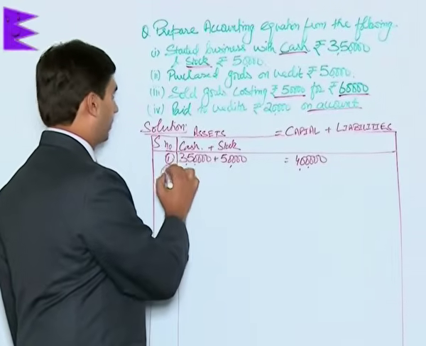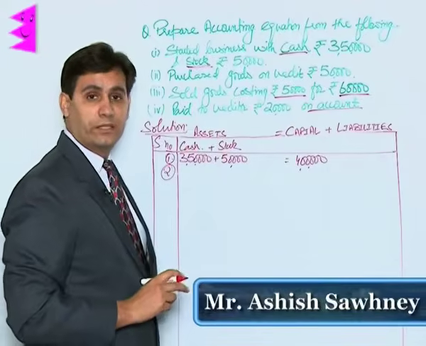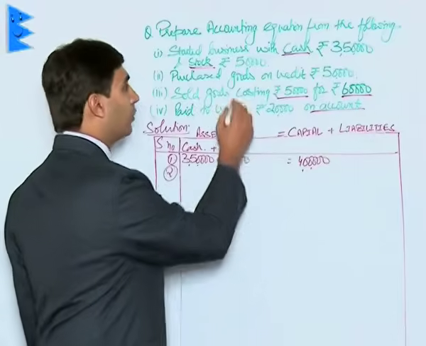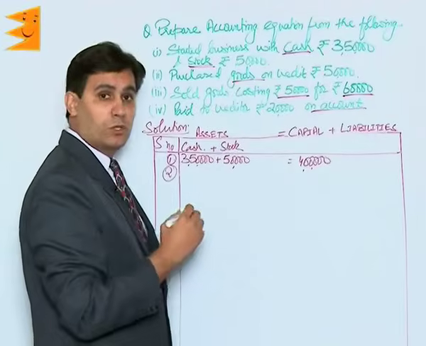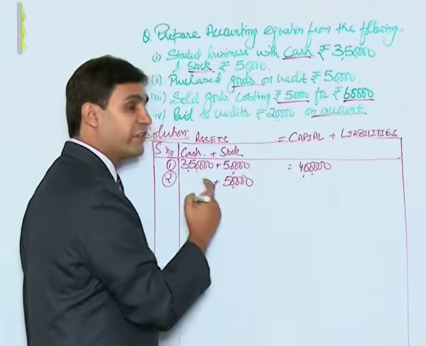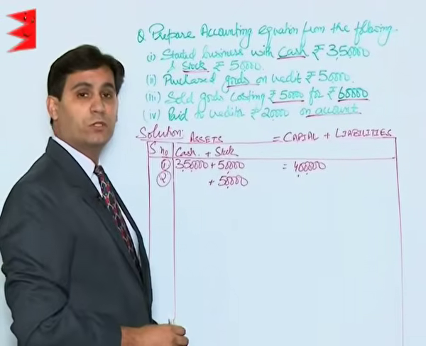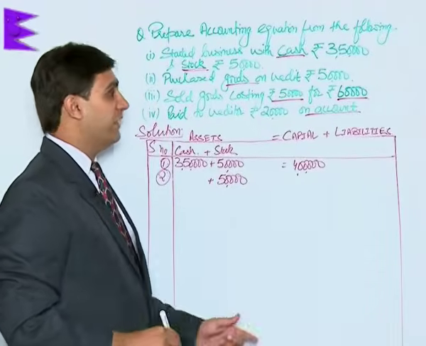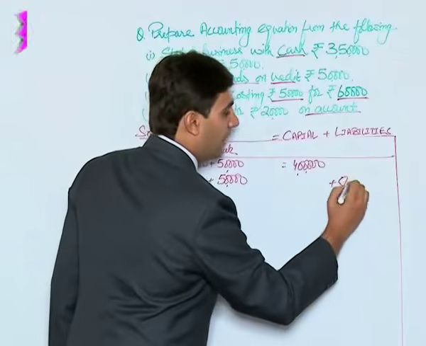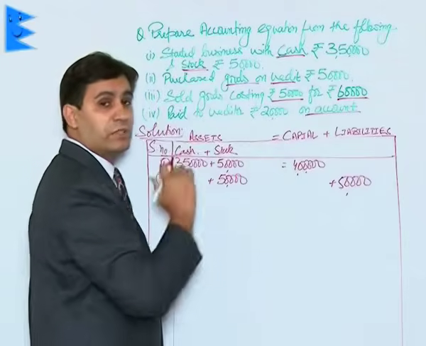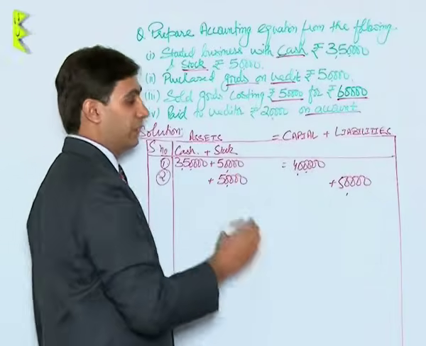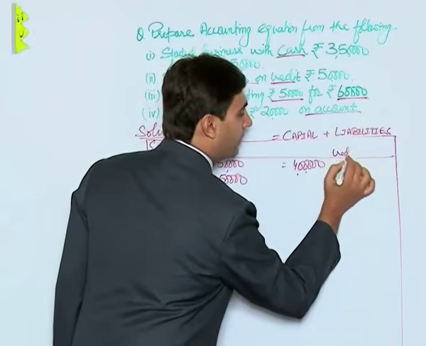Coming to the second transaction, purchase goods on credit. Now since we have purchased goods on credit, that means the business is getting goods worth rupees 50,000. Goods are our assets and they should be added to the stock. So the first effect is add the value of goods that we have purchased to stock. The second effect is that we have purchased them on credit. That means we now have a liability of rupees 50,000. Since we have not yet paid, it would be our liability and it should be written under the column of creditors.